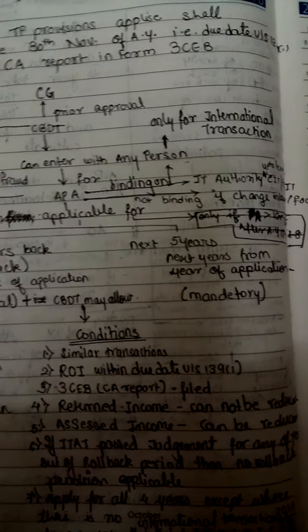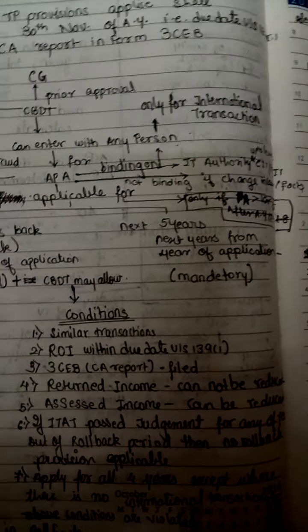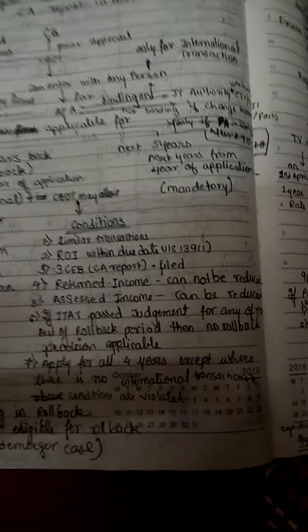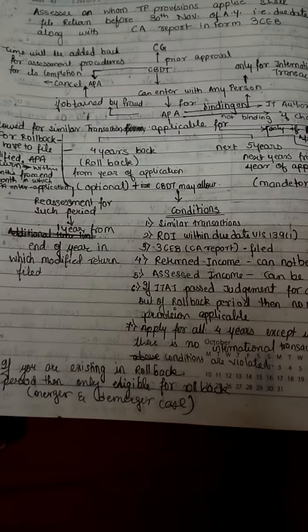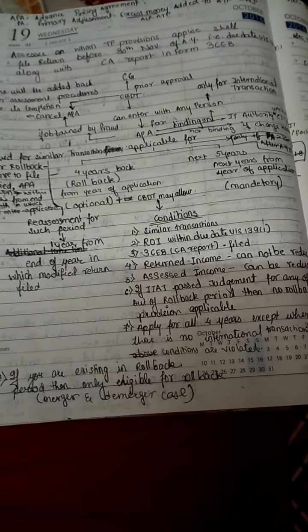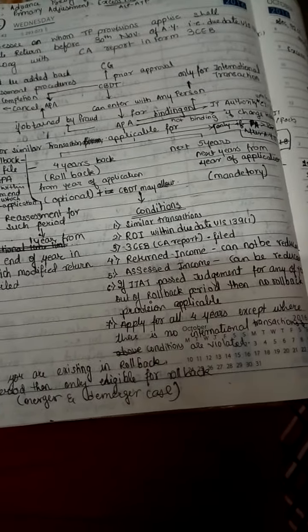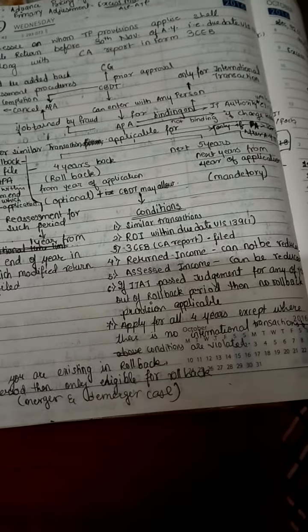APA is binding on SSC and IT authorities up to the level of CIT and PCIT. It is not binding only if there is a change in law or facts. APA is applicable for 5 years. But one other option is also available, that is rollback option, which is available for the last 4 years.